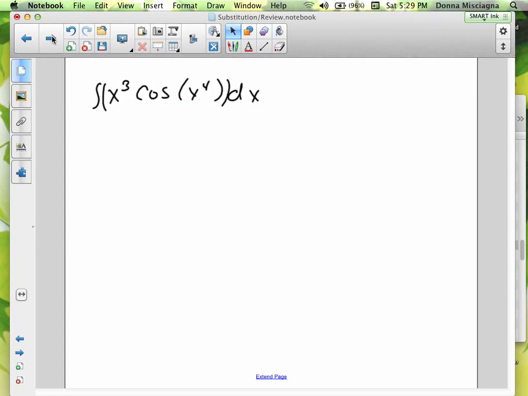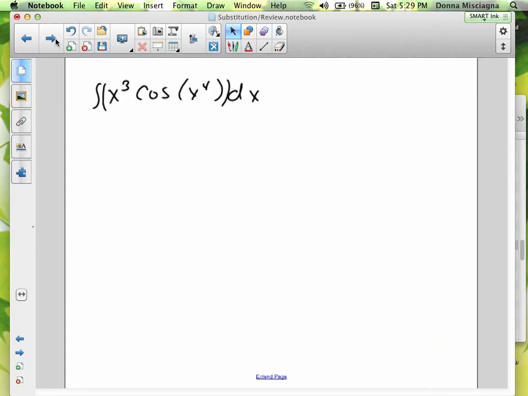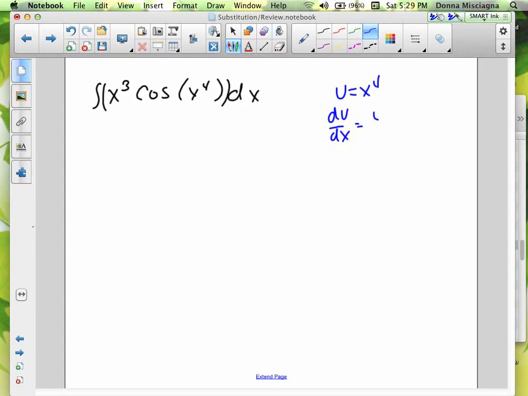Okay, so moral of the story was what I wrote over there on the right-hand side. Don't forget that. Okay? Pops up a lot in problems. This one's a simple one. I think you recognize it right away, that the u is going to be x to the 4th. du dx is 4x cubed. Divide both sides by 4. 1/4 du is equal to x cubed dx.